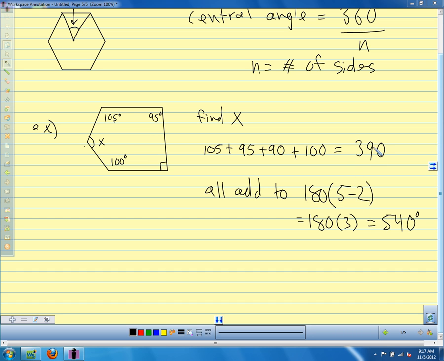We know that the ones that we know so far add up to 390. So to get the missing one, 540 minus 390 equals 150. So x equals 150 degrees. You were very close. So we know that all 5 of them have to add up to 540, and we're missing one. So this is just like solving problems with triangles. If we're missing one, we can find the missing one because we know what all of them have to add up to.